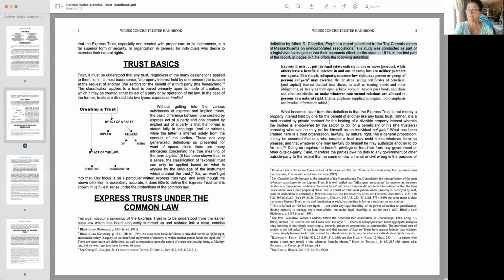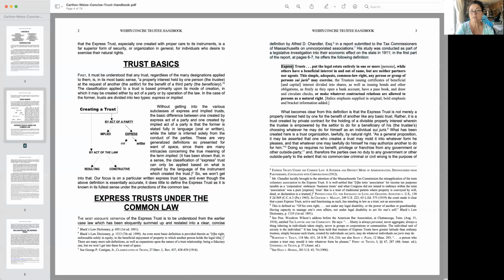Ooh, unincorporated. Yeah, that means it's not an LLC, it's not a subcorp, it's not a corporation. It's unincorporated associations. His study was conducted as part of a legislative investigation into their economic effect on the state in 1911. In the first part of the report, at pages 6 through 7, he offers the following definition.